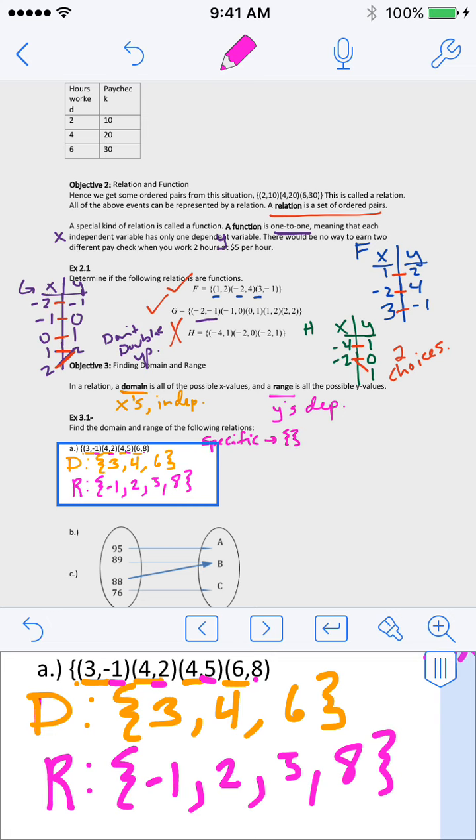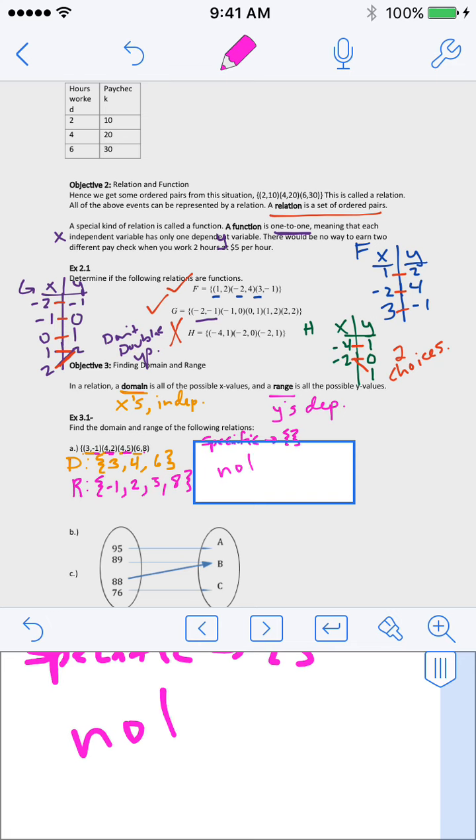All right, I hope you said that it's not, because we have 4 going to 2 different places, and 4 is in the domain. 4 gives us 2 answers. 4 could be 2, and 4 could be 5. That's an issue. We can't have 4 being 2 things. Now, if 4 was in the range, that would be okay. It's okay to have 2 of the same answer, just not okay to have 2 different answers. So we would say that this is not a function.